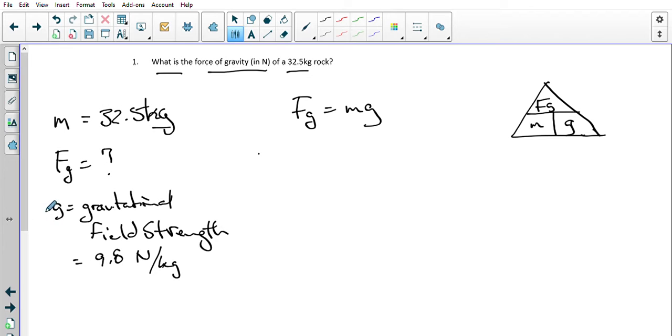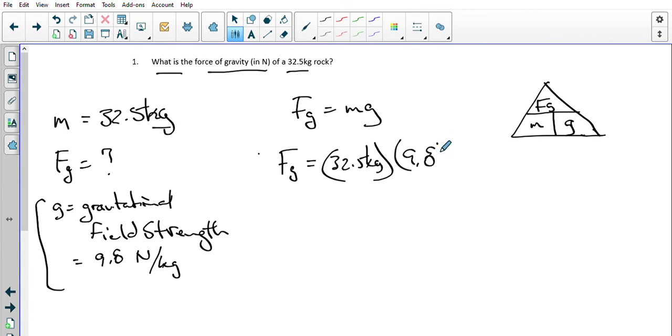Part of this we have to know. That can be on your cheat sheet and so on. We're going to be working from here. So our force of gravity, we substitute in our values. Force of gravity is our mass, 32.5 kilograms, multiplied by g, and g is equal to 9.8 newtons per kilogram. Kilograms cancel out with kilograms, we're going to be left just with newtons.